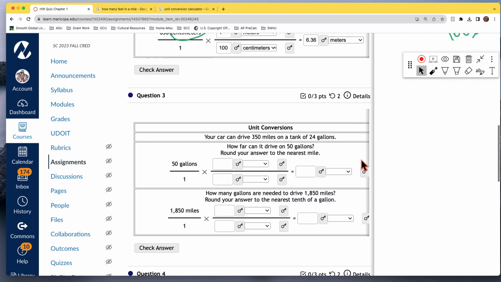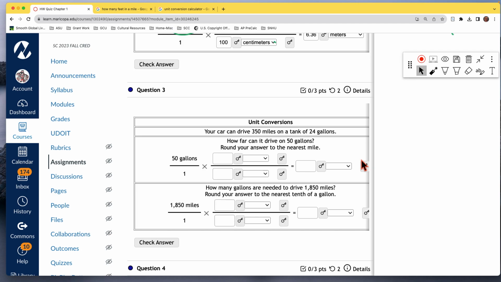Here's another one. Let's take a look at this, because this is going to be a little bit more complicated. So here's a unit conversion, and we're driving a car 350 miles on a tank of 24 gallons. So that's something we know. We can drive 350 miles if we fill up the tank to 24. How far can it drive on 50 gallons? Round your answer to the nearest mile.